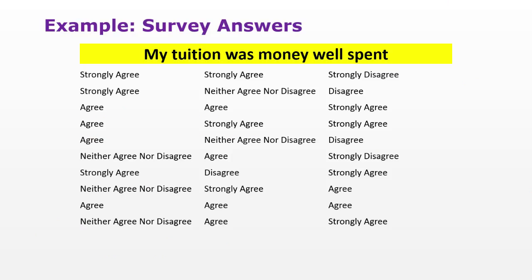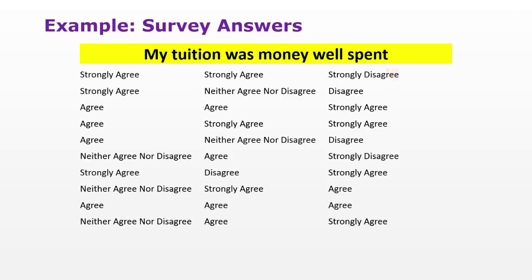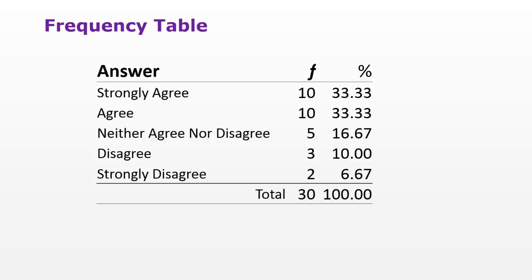So here's an example. Here are some survey responses. First question, what level of measurement is this? Here's a frequency table of those survey responses. 10 people said they strongly agreed with the statement. 10 people said they only agreed. 5 said they neither agreed nor disagreed. 3 said they disagreed. And 2 said they strongly disagreed.